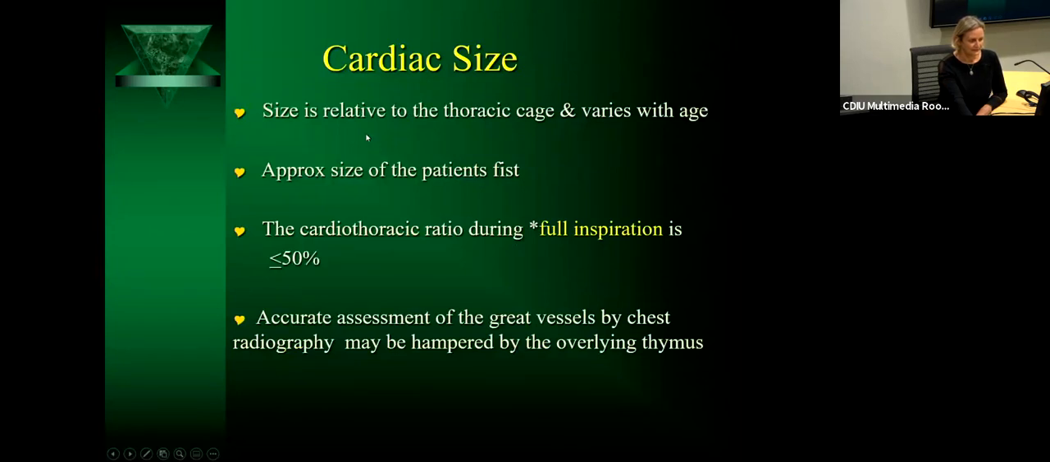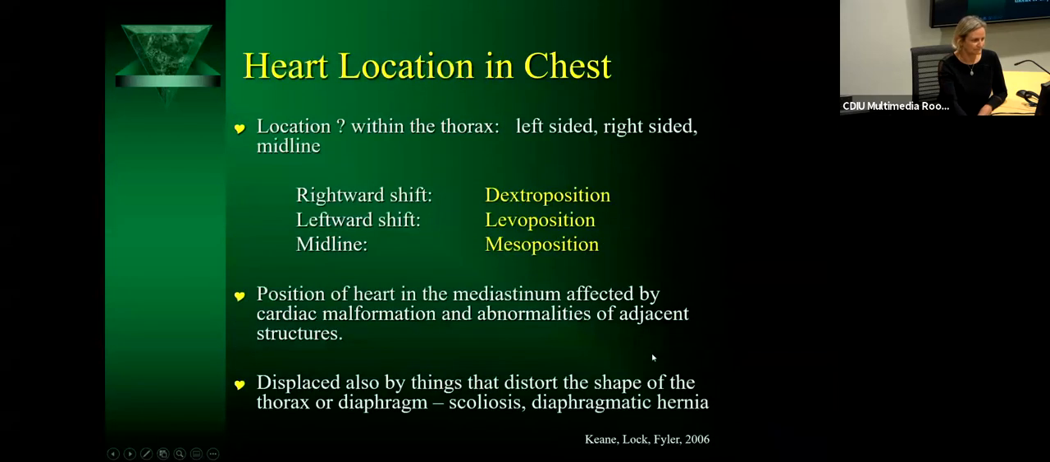In terms of cardiac size, it is relative to the thoracic cage and varies with age. It's approximately the size of the patient's fist. The cardiothoracic ratio on full inspiration is less than or equal to 50%. So we've seen some nice X-ray pictures of cardiomegaly. Accurate assessment of the great vessels by chest X-ray may be hampered by the overlying thymus.